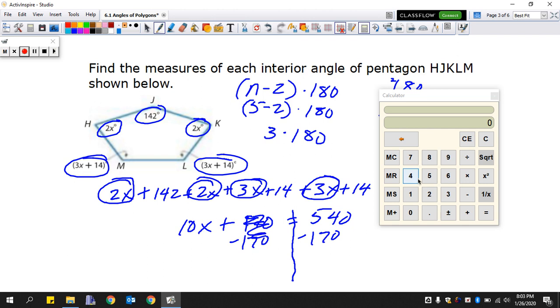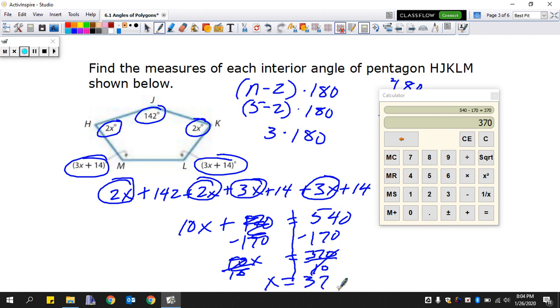540 minus 170 is 370. So we end up with 10x equals 370 divided by 10, and x equals 37. Okay?